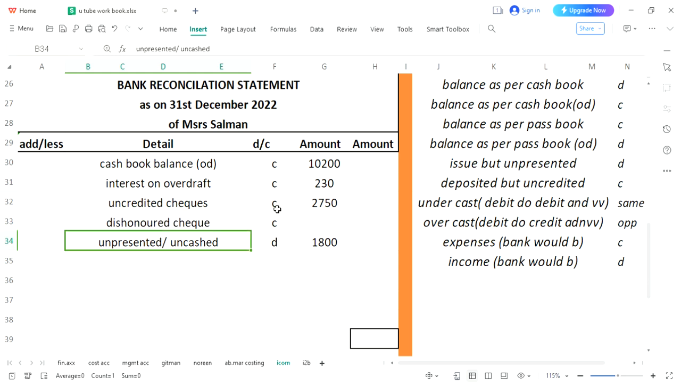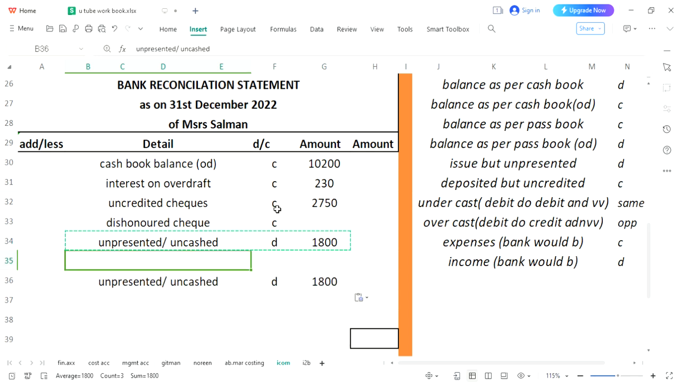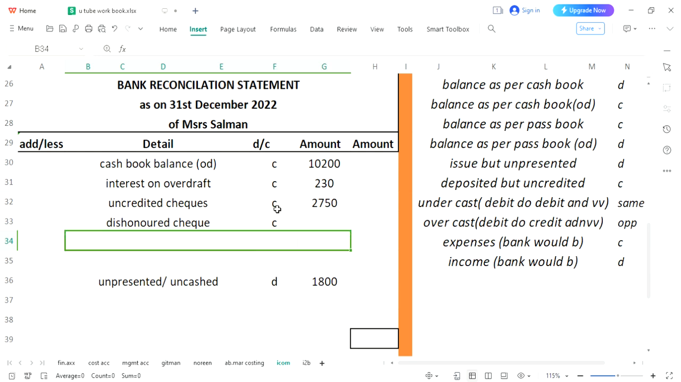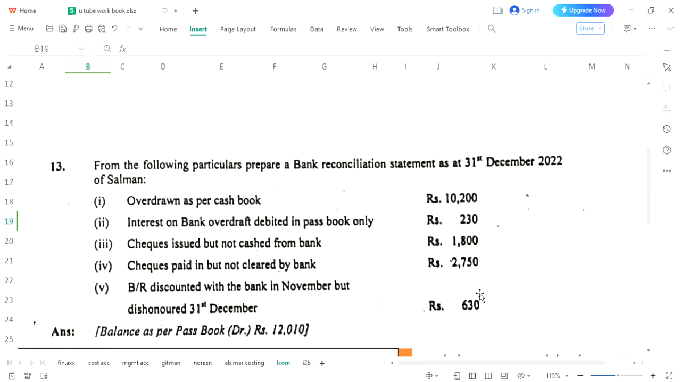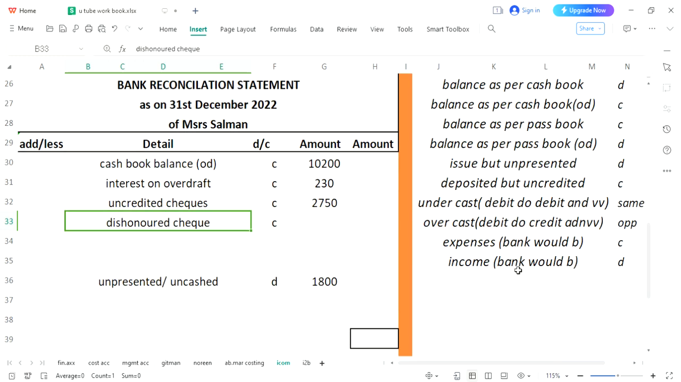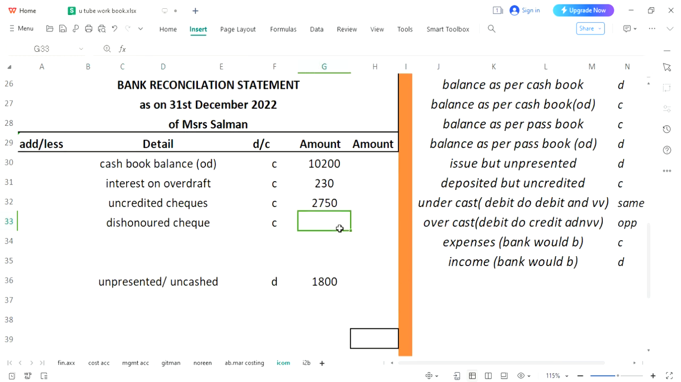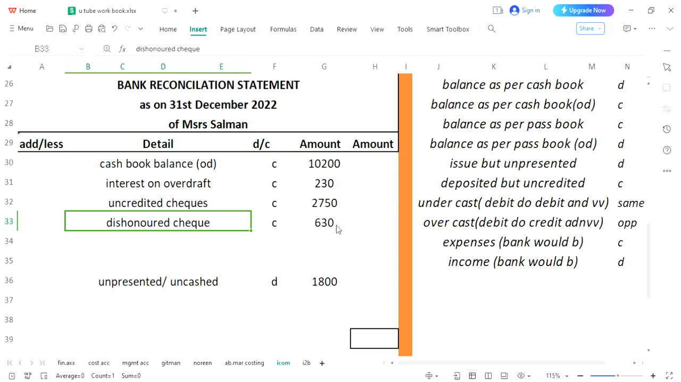Alright guys, so we have completed all of our entries. Yes, the fifth entry was the last entry. The dishonored check's amount is 630. Just put 630 over here. All entries are completed.